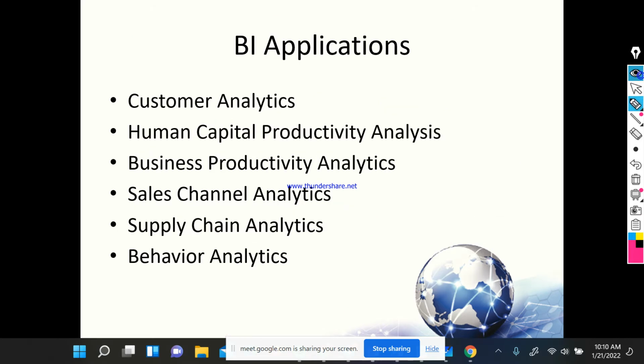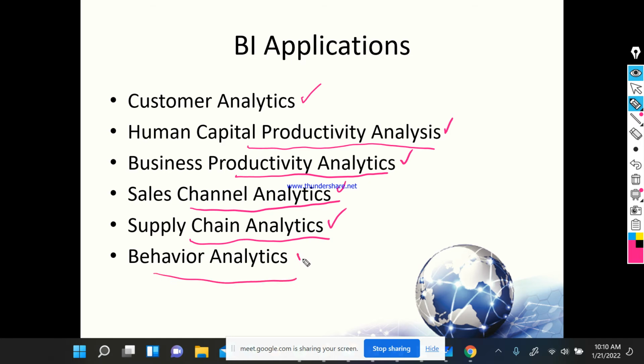And you take a look at these BI applications: customer analytics, human capital productivity analysis, business productivity analytics, sales channel analytics. You see, now these are all applications. You see, supply chain analytics, behavioral analytics. This is very, very important. Supply chain and behavioral analytics. But they are truly applications of BI.